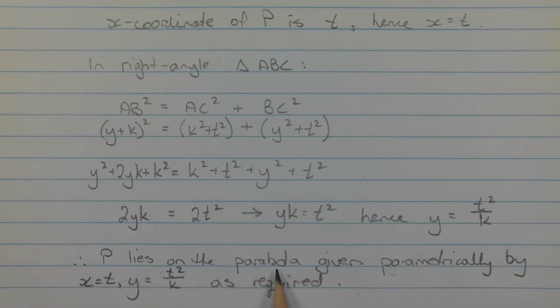Therefore, P lies on the parabola given parametrically by x equals t and y equals t squared over k as required.